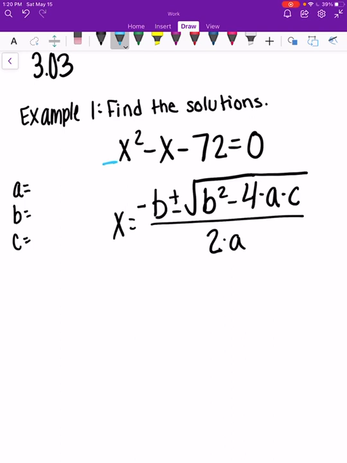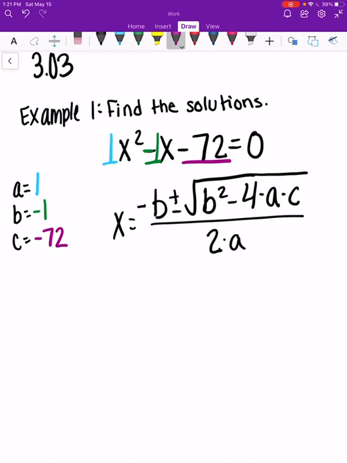A is the number in front of x squared. There's not a number there, so the number is technically 1. So a is 1. Same thing for x. This is going to be our b. It's the number in front of x. There's not a number there, but this time it's -1 because of this negative sign out in front. And then our c is our constant, and that's -72.